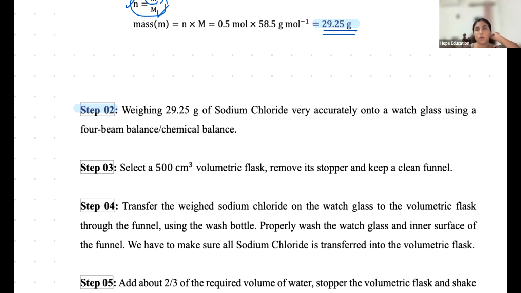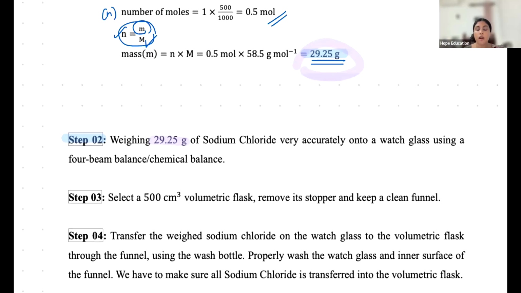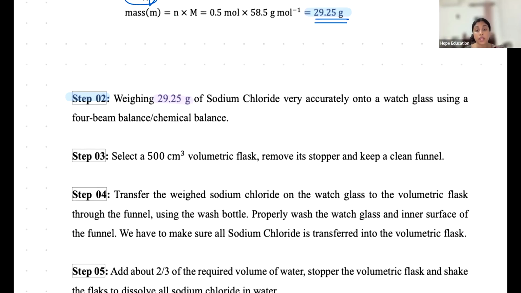But actually in the labs, we very rarely use a 4-beam balance. Now we use a digital balance. So much easier, no? You can get the reading very accurately using the digital balance. So we are going to weigh the mass that we calculated here, 29.25 grams of sodium chloride, very accurately onto a watch glass using a balance.